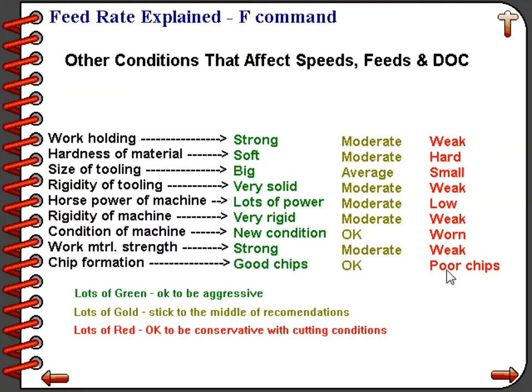Now what we have done is created a general chart here so that you can look down the columns. If you have a lot of green factors, for example, your work holding is good and the hardness of the material is soft, the size of your tooling is big, the machine is very rigid and it's new, you can be aggressive on your feed rates, depth of cuts, and so forth. However, if most of your conditions are in the red zone, everything being weak, or the material being hard, or the machine being old and worn out, you might want to favor the conservative side of feeds and speeds. But just for a little more general information, let's talk about the work holding.